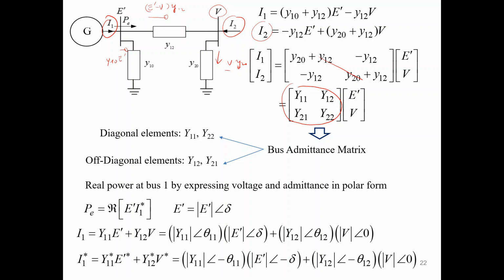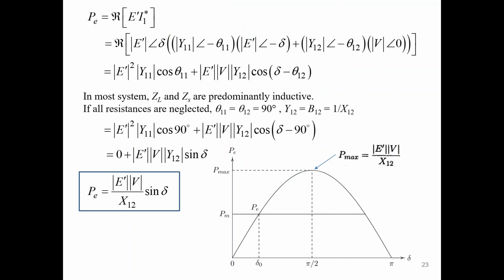Now we substitute everything. We substitute the E prime, the phasor of the EMF, plus the current I1 expressed in terms of admittance, I mean the elements of the bus admittance matrix. Now you rearrange everything, and we made a certain assumption: the resistances of the lines are all neglected.